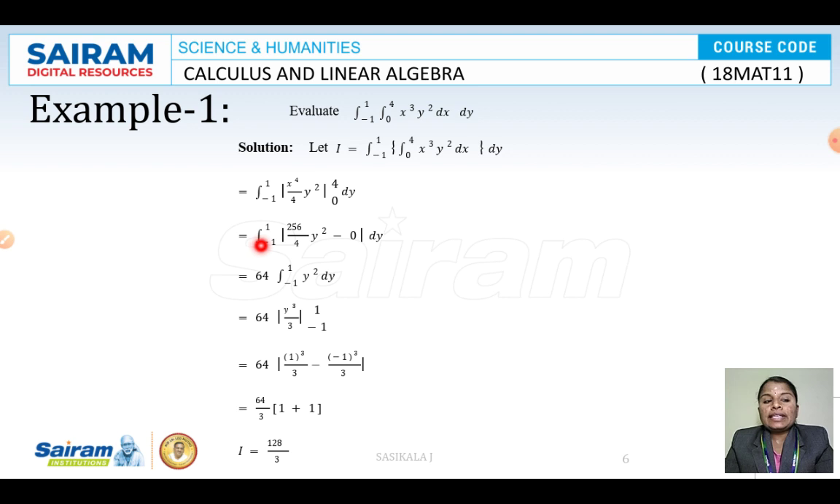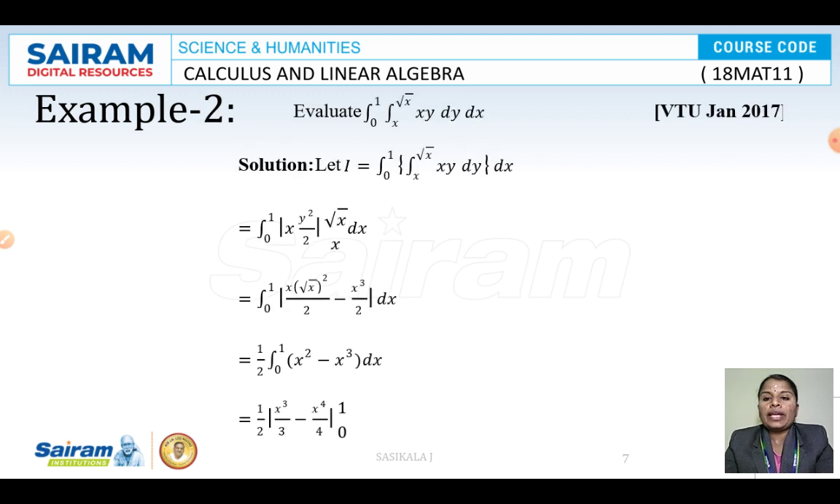Then integration minus 1 to 1 of x power 4, 4 power 4 is 256 by 4 into y square minus 0, dy. Now 256 by 4 will be 64, and I have only y square. Integrating y square, it will be y cube by 3, from minus 1 to 1. Substitute the limit, so 64 by 3 of 1 plus 1, which is 2, and so it will be 128 by 3.